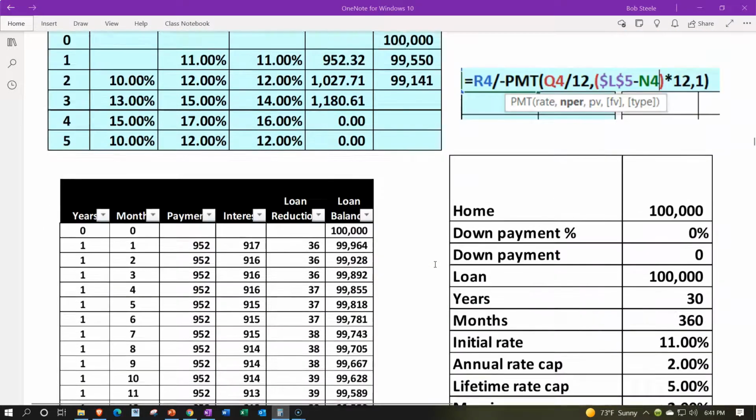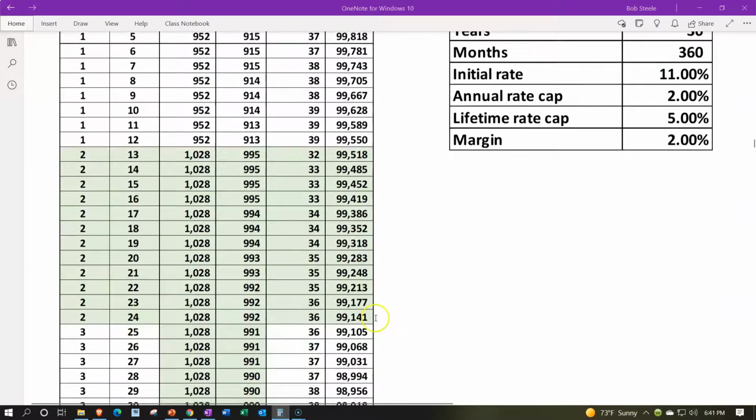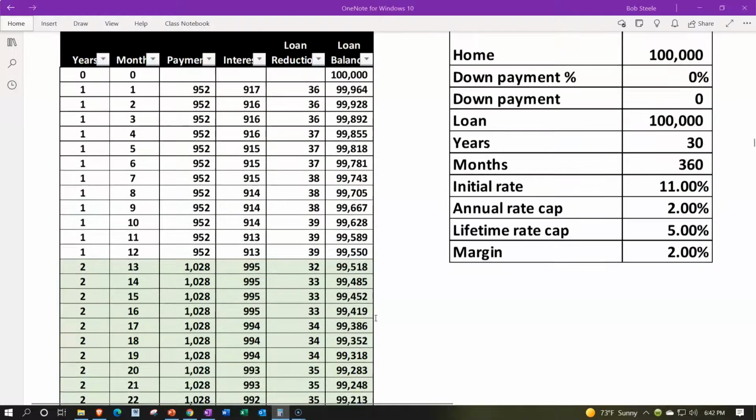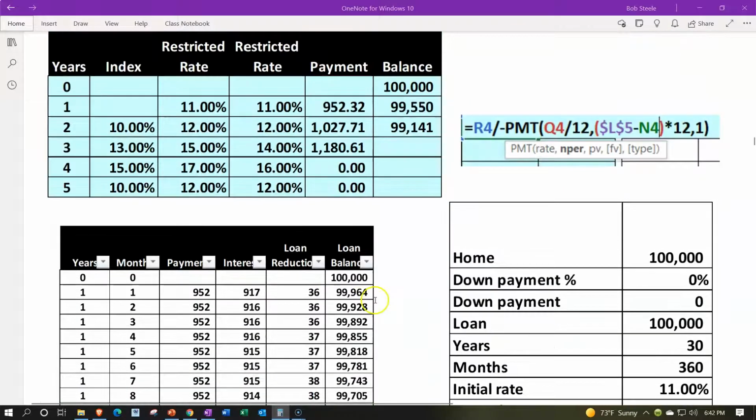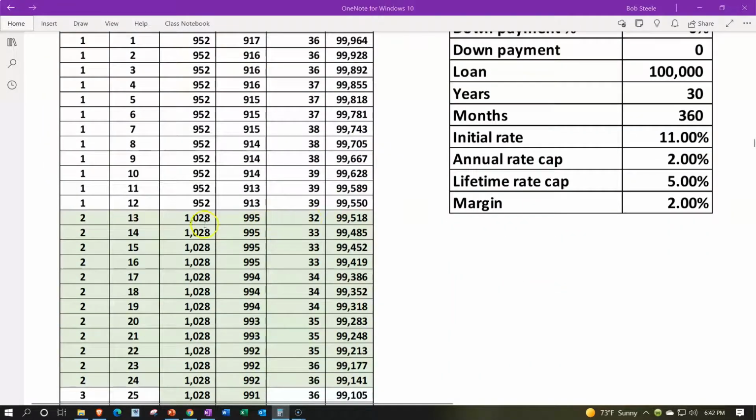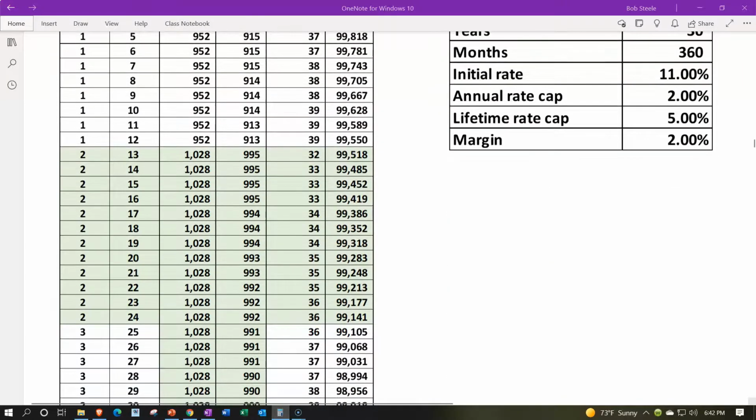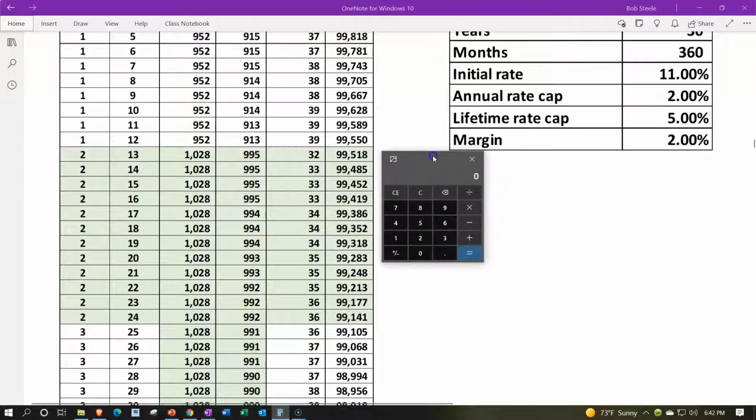That gives us the 99,141. We could double check it to the table at the end of year 2, 99,141. We would then need to change our table based on this new information, the new payment being $1,027.71. So about $1,028, rounded without the pennies, and the rate would be the 12%, meaning we would now be calculating our rate based on the last balance, 99550 times 0.12 divided by 12 would give us about the 999 or 995.